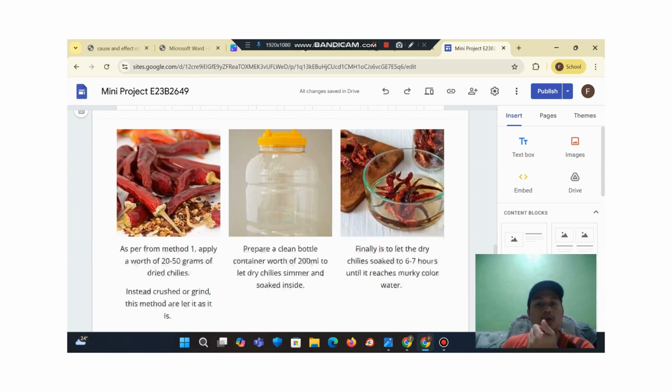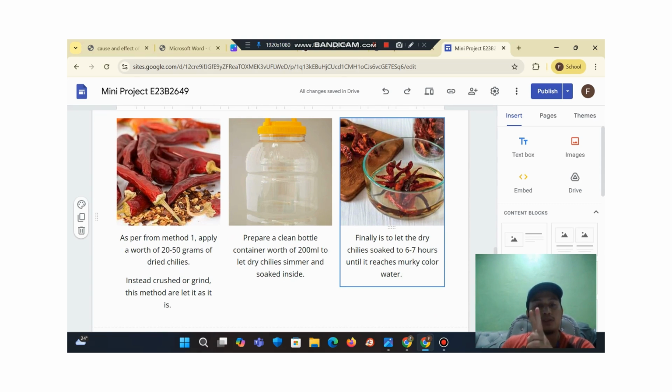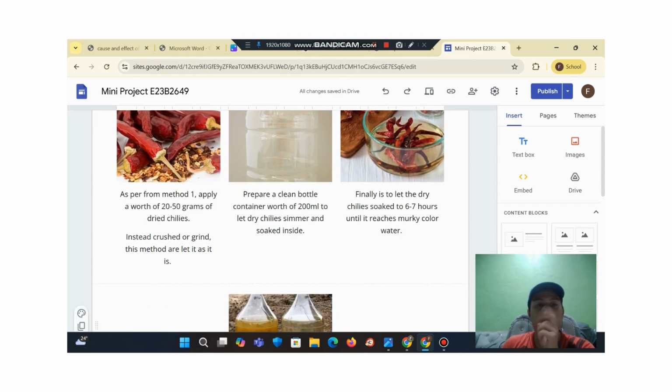Then it is ready to be used. My method number two is more simple, but sometimes it can change significantly from time to time. Here I just say 20 to 50 grams is enough. Instead of crushing, I just leave it as it is.